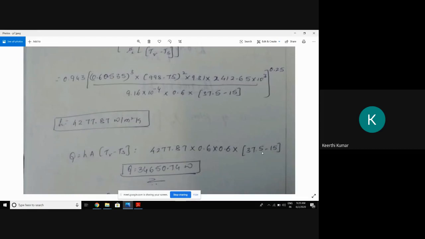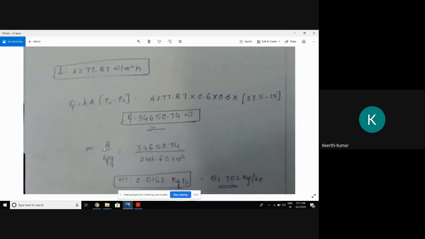TV is 37.5. How did you get this 37.5? This is not given in the question. We have taken that from steam tables at a pressure of 0.065 bar. Minus T surface, which is 50 degrees. If you simplify, I'll get Q. To find out Q, H is required. Hence, I found out H. Again, Q is also not asked. Why did I find out Q?